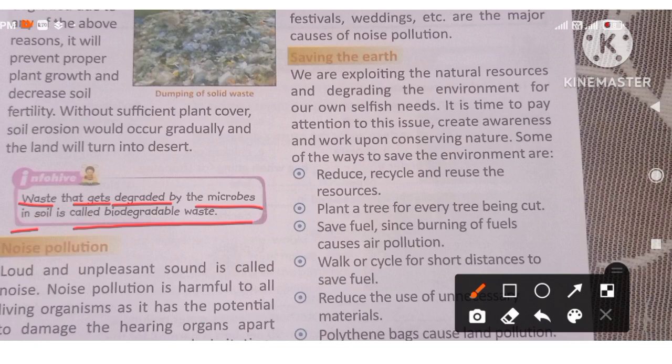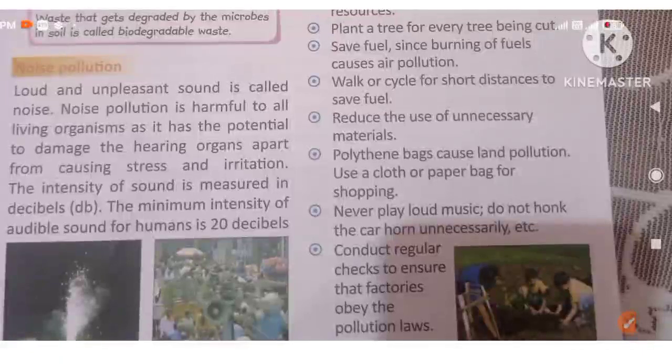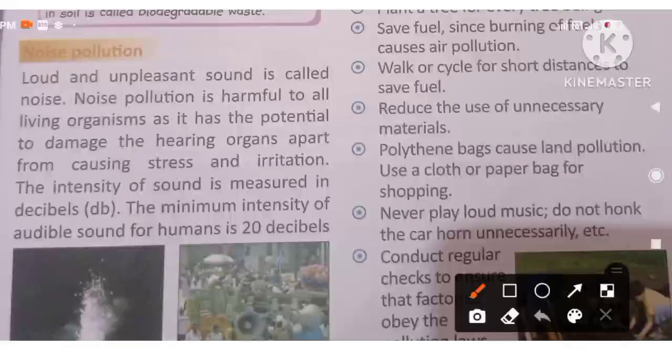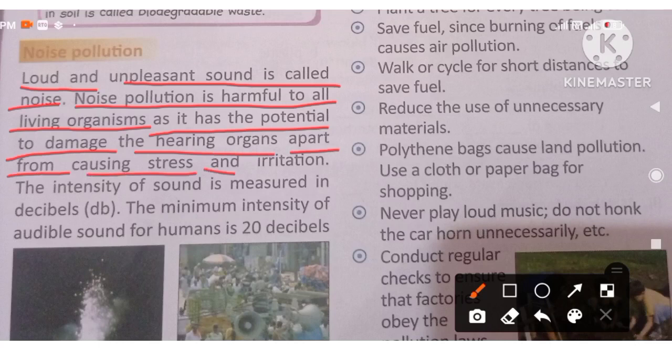Next and last type of pollution is noise pollution. Now we will study noise pollution. Loud and unpleasant sound is called noise. Noise pollution is harmful to all living organisms as it has the potential to damage the hearing organs, apart from causing stress and irritation. The intensity of sound is measured by decibel, dB. The minimum intensity of audible sound for humans is 20 decibel.